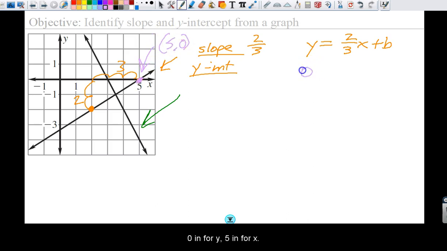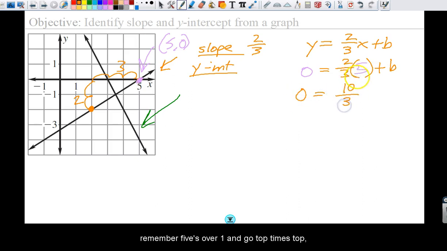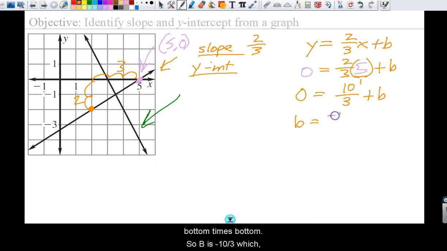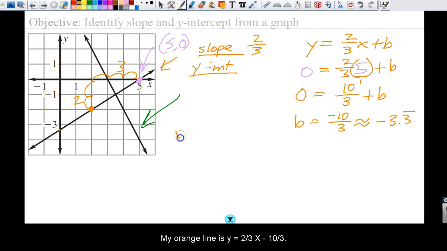5, 0. So I'll put 0 in for y, 5 in for x. And now I have to solve for b. 0 equals 2/3 times 5 plus b. So 0 equals 10 over 3 plus b, because remember 5 is over 1, I go top times top, bottom times bottom. So b is -10/3, which if you don't like fractions would have been -3.3 repeating, which makes sense. So my orange line is y equals 2/3 x minus 10/3.